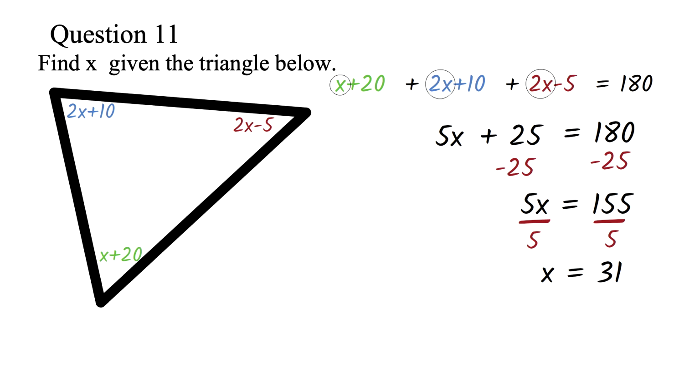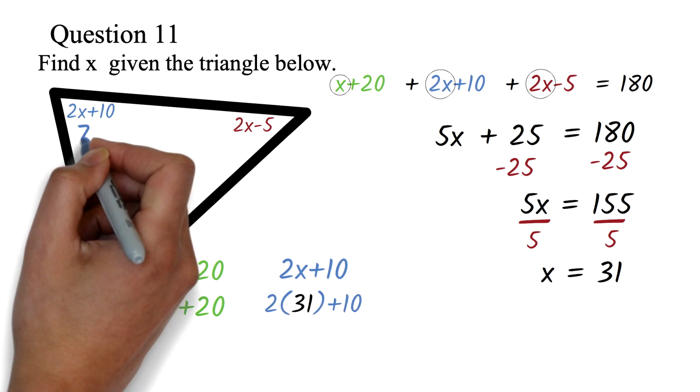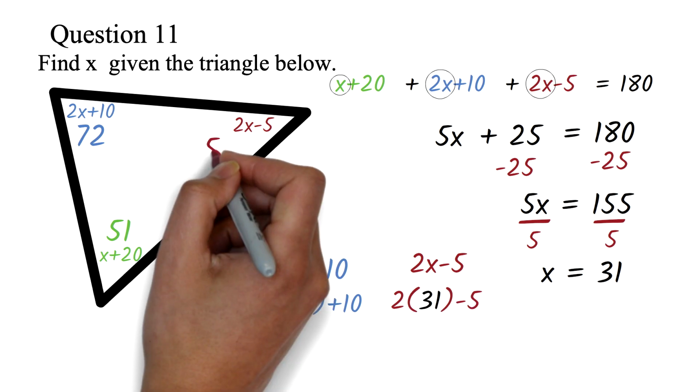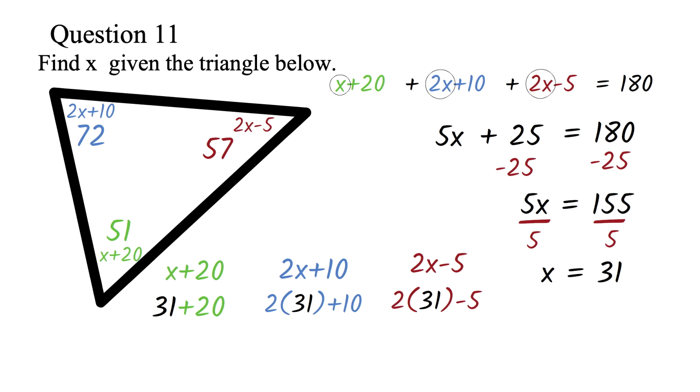We could have been asked to find the actual angles. In this case, we would replace the x in each of the angles with 31. So for the angle x plus 20, we will have 31 plus 20 to get 51 degrees. For the angle 2x plus 10, we will have 2 times 31 plus 10. This will be 72 degrees. And finally, for the angle 2x minus 5, we will have 2 times 31 minus 5. This will be 57 degrees.